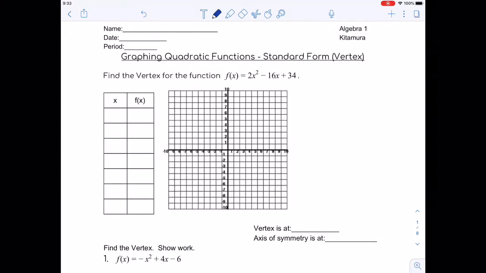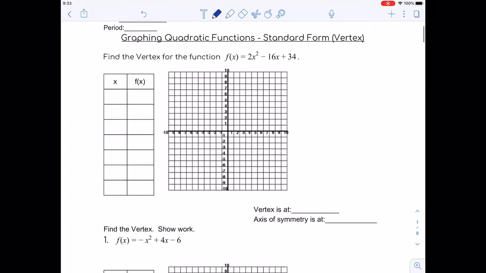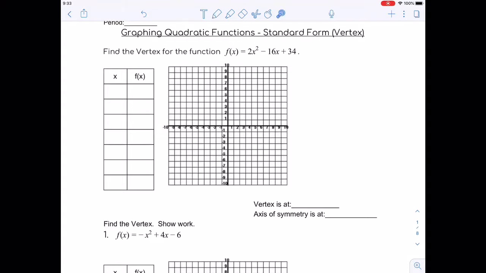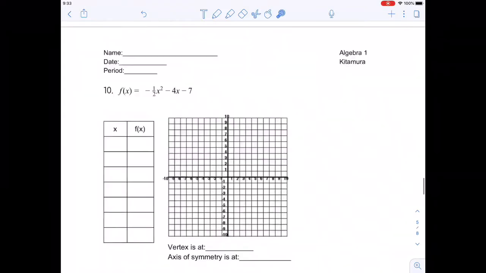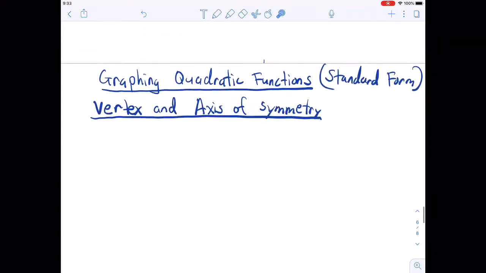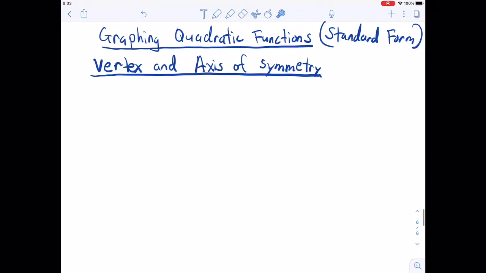So today we're going to focus on graphing quadratic functions in standard form, and especially on finding where the vertex is, so the vertex and the axis of symmetry. Those are the two things we want to focus on today: vertex and axis of symmetry. We'll show why these are important and why we need them. Okay, so here are my notes. You can add this to your notebook as we go.